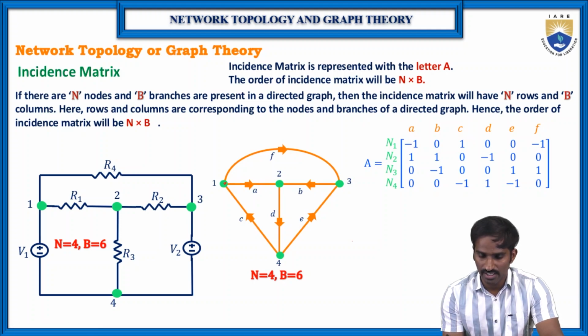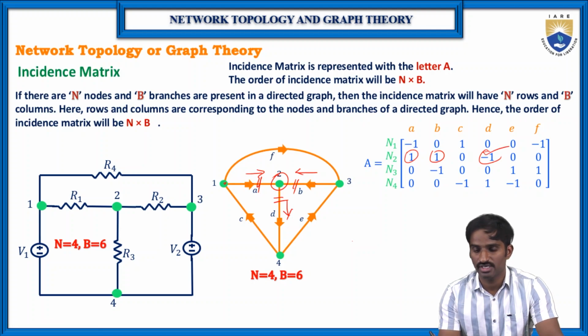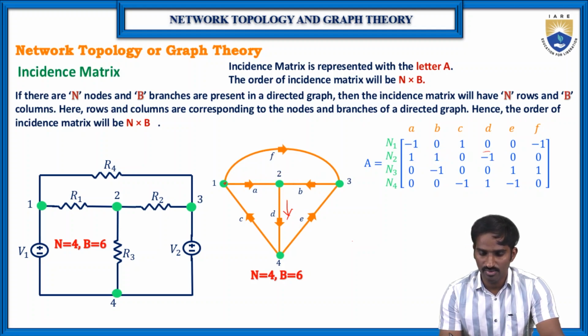Then similarly, with node 2, what are the connections? A, B, and D. Others are zeros. But here A and B are the same towards the node 2, but D is away from the node 2, so that's why D is having the negative sign, but A and B are having the positive sign, right? Similarly here, when coming to the node 3, what are the branches?